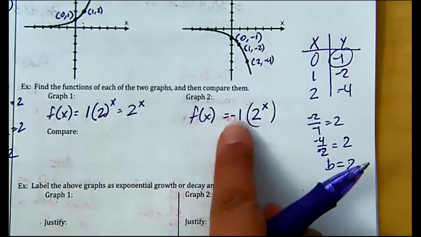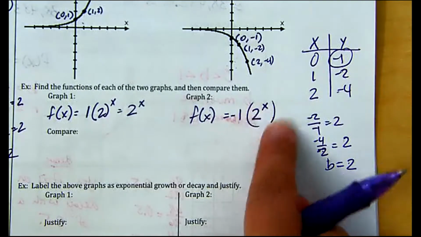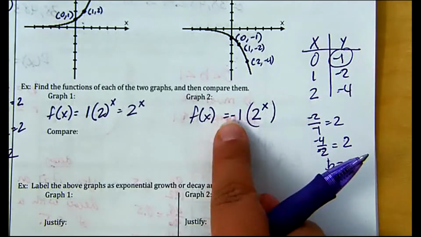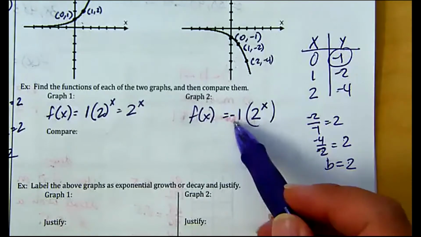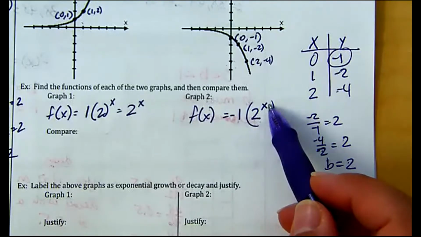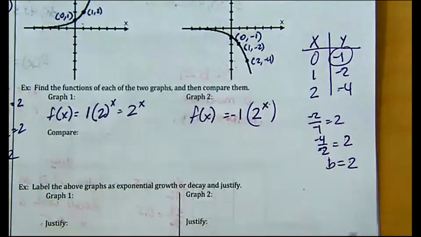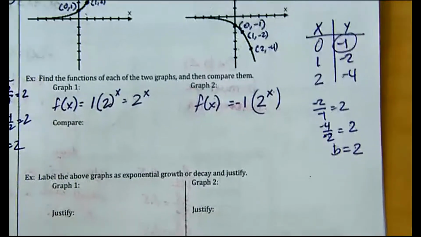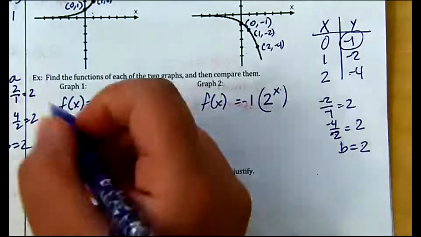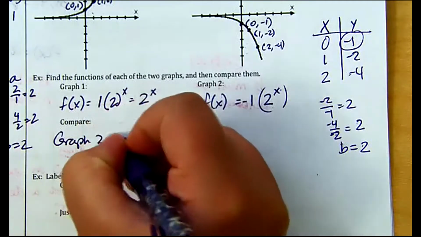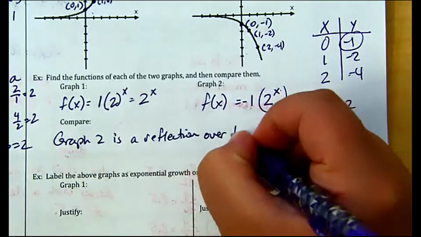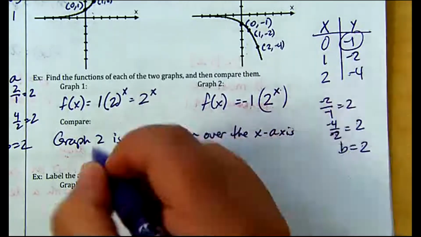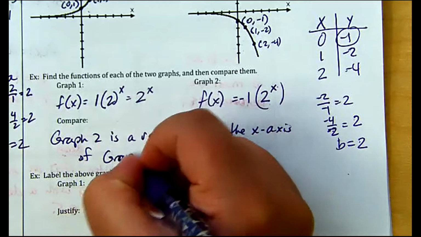And notice I have the 2 to the x power all in parentheses and then the -1 on the outside. Okay, that's very important because the -1, you can't multiply into the 2 because the 2 is being raised to the exponent, right? And you guys are absolutely correct. This is a reflection over the x-axis. So we can say that graph 2 is a reflection over the x-axis of graph 1.